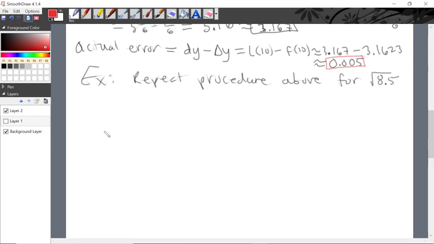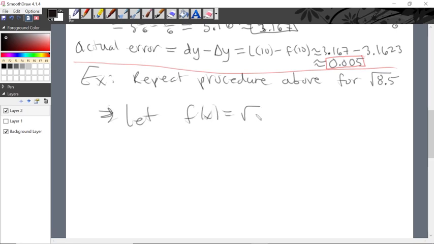Now I want to repeat the procedure above for the square root of 8.5. Same idea. Let's come up with an approximation for the square root of 8.5. So again, I'm going to let f of x equal the square root of x, and I'm going to choose the fixed value of a to be 9 again, because that's near 8.5, and it's a convenient number to plug into our function. It's easy to find the output.